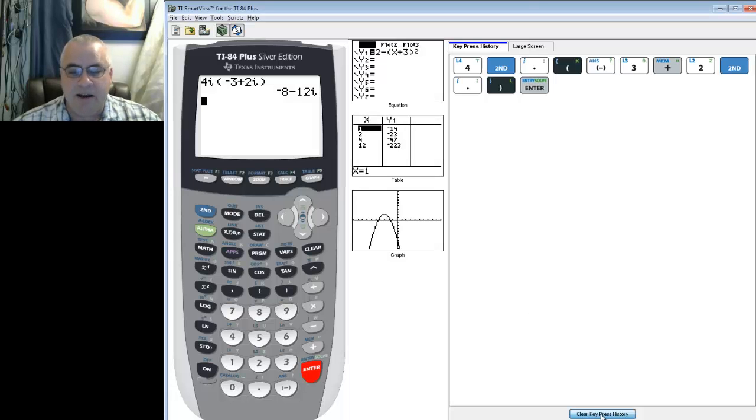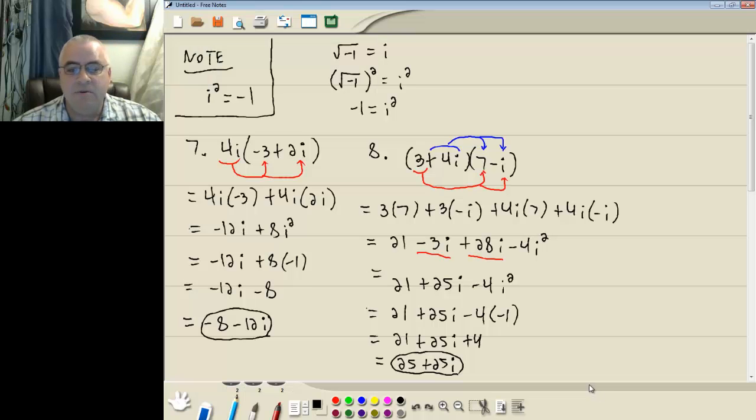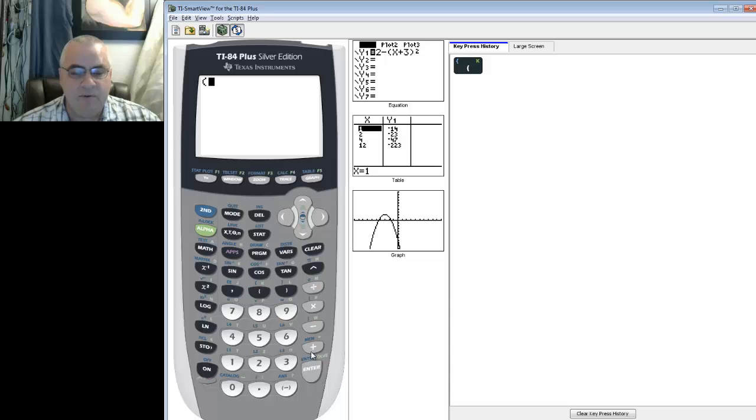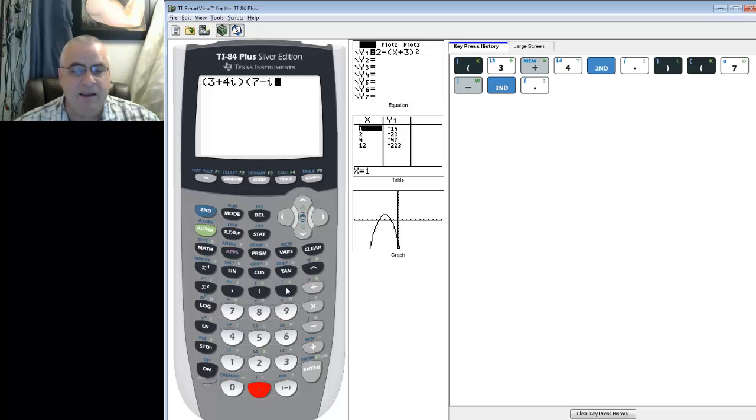Okay, let's show this on the calculator just for fun. So we've got beginning parentheses, 3 plus 4i. So 4 and then second decimal. Closing parentheses, beginning parentheses, 7 minus i. Minus, and second decimal for the i, closing parentheses, and then enter. And we get our 25 plus 25i.